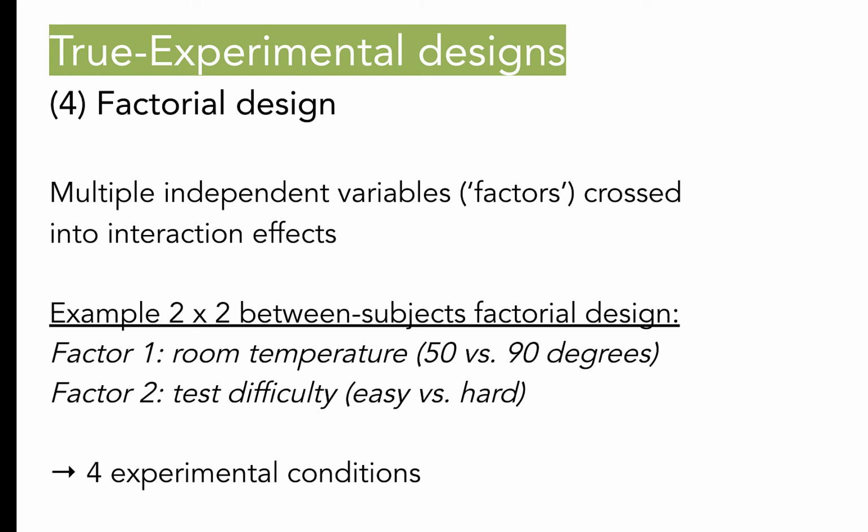A 2x2 means that you have one factor measured on two levels, and then a second factor also measured on two levels. For example, factor 1 could be room temperature, cold versus hot. Factor 2 could be test difficulty, easy versus hard. Now let's say you want to know how the combination of room temperature and test difficulty influences students' performance on a test. Then you basically have four experimental conditions.